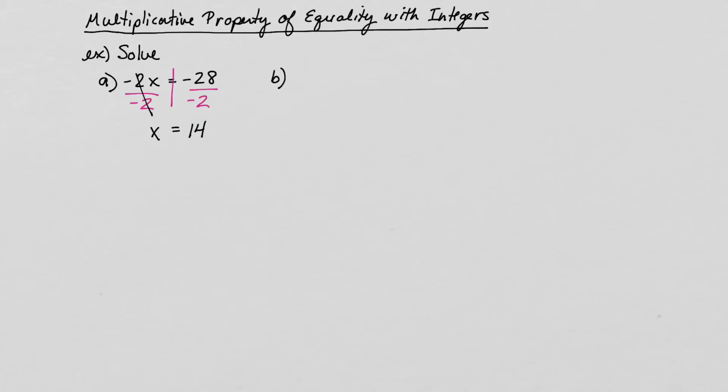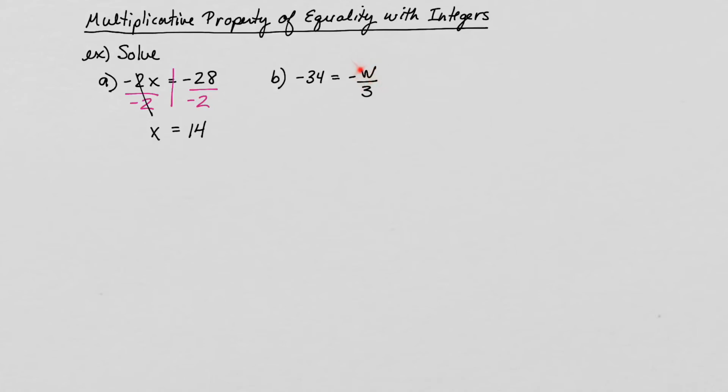So let's try another one or two. Maybe we have something like negative 34 equals negative w divided by 3. On this side, we're dividing by 3, and there's also a negative. I want to get the w all by itself.